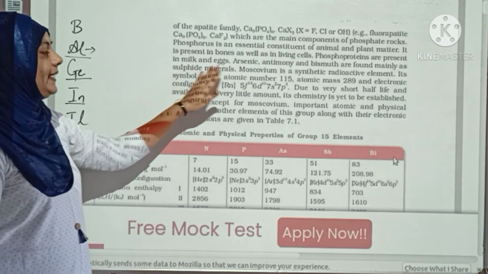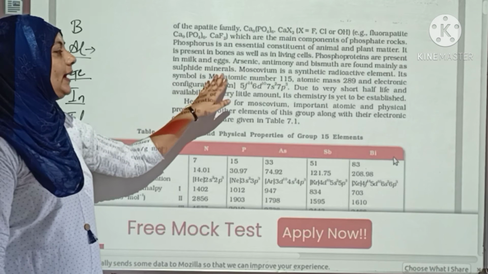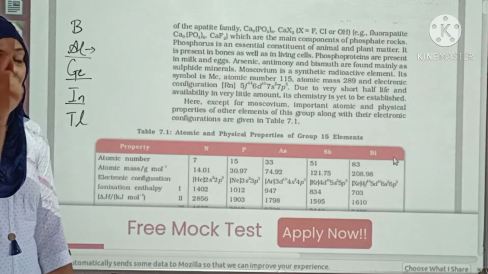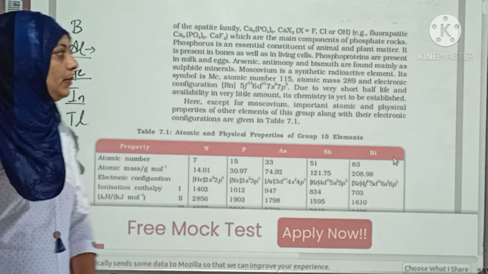Phosphoproteins are present in milk and egg. Arsenic, antimony, bismuth are found mainly as sulfide minerals. Moscovium is a synthetic radioactive element. So you can see radioactivity is also there in the group we are talking about.